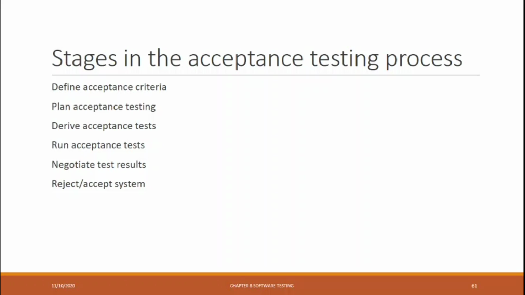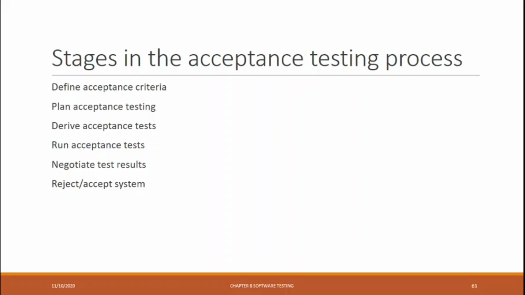So it involves a meeting between the developers and the customer to decide whether the system has to be accepted or rejected. Once it is as per the customer requirements and they have been met, then it is accepted in the meeting. So these were the 6 stages seen in user testing. So that is what we have seen in acceptance testing.